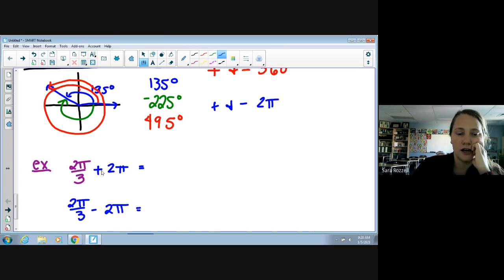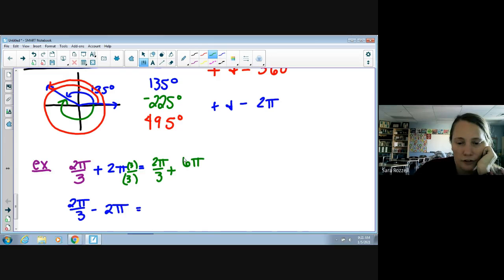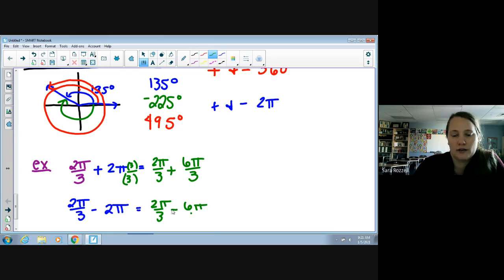Do these two numbers here have the same denominator for us to be able to add them together? No. Our denominator is 3, though, so they both need to match and have a denominator of 3. All right, since that one doesn't have one, remember we would do 3 on top and bottom. So it would be 2 pi over 3 plus 6 pi over 3. And same thing on the bottom, 2 pi over 3 minus 6 pi over 3.